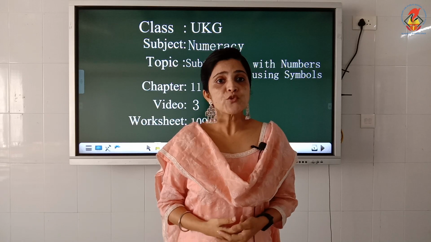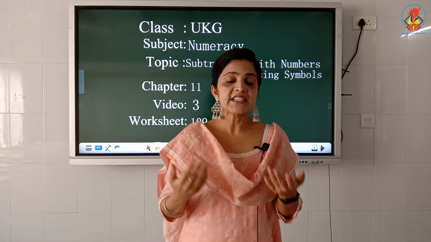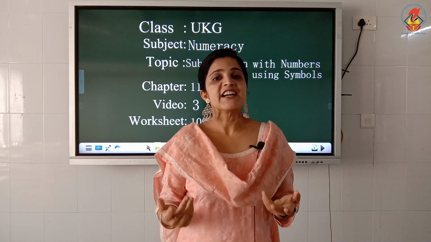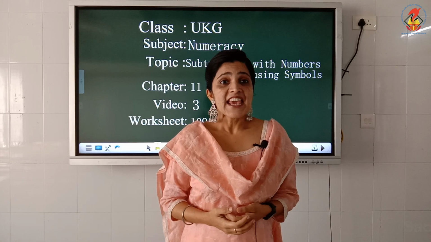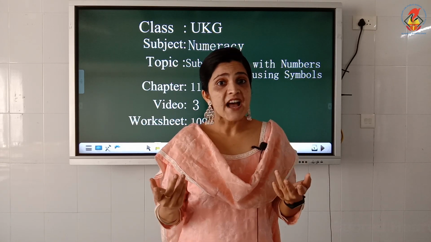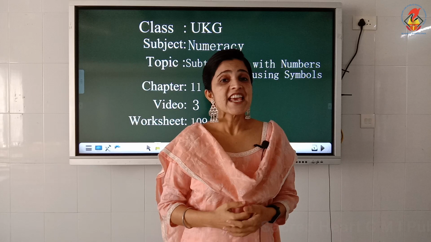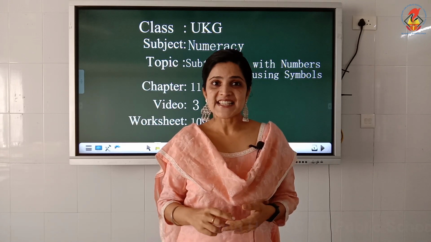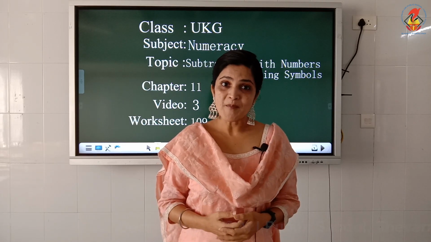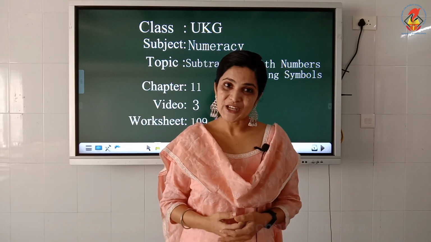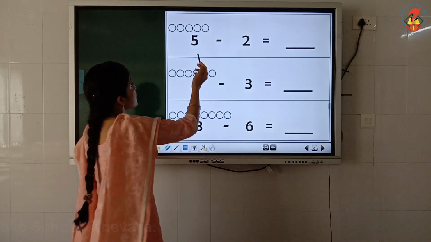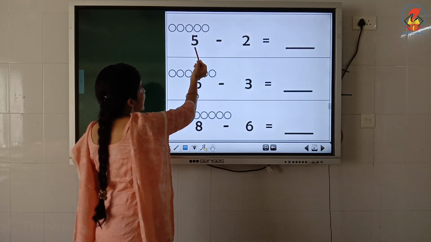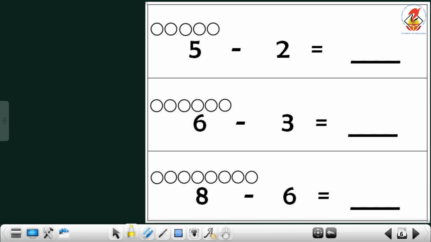Children, though there are 2 types of subtraction, vertical and horizontal, we will be learning only horizontal subtraction in UKG. In horizontal subtraction, the numbers and symbols are written in a horizontal way, that is, in a sleeping line from left to right. Shall we look at some examples? Here are some examples for horizontal subtraction. The first number written is 5 minus 2.